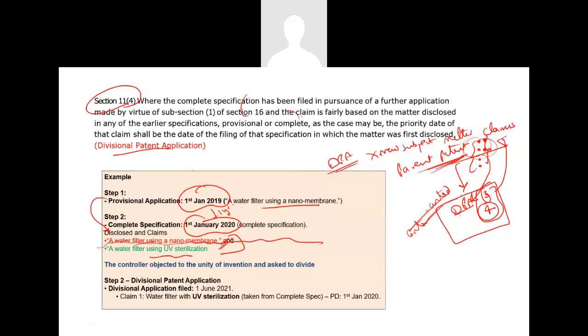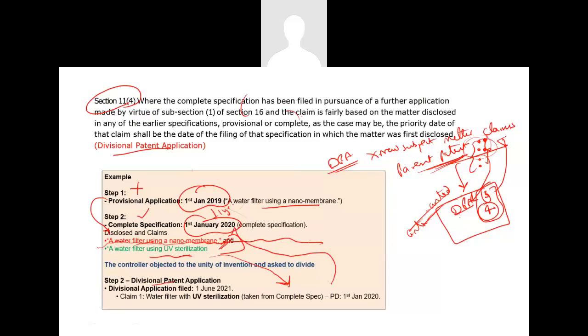and the controller says divide this patent application into two because he counts these as two different separate inventions. So the parent application retains the water filter with nanomembrane while the second claim goes to the divisional patent. Now, the UV sterilization priority date would be the date where it was first disclosed. UV sterilization did not find its disclosure in the provisional spec. It finds its presence in the complete spec first.